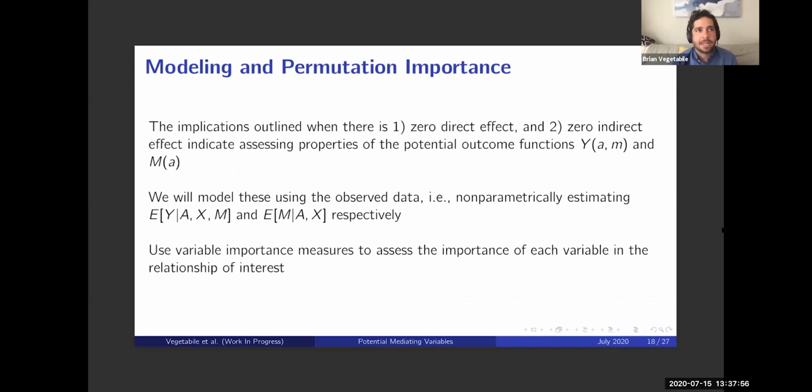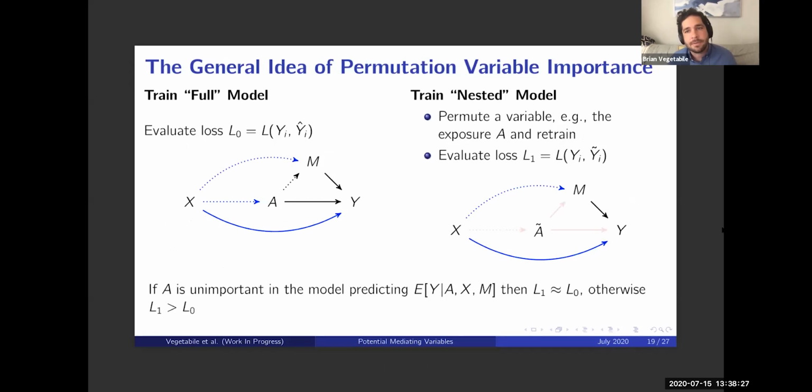So as we start to look to those implications, we can turn the question back and say, what happens as different arrows are added or removed to that graph? And so when we look at these, we can say, what happens in the observed data, specifically estimating the expectation of the outcome given A, X, and M, and the expectation of the mediator given A and X, and how does that change the graph under different assumptions? And we'll do that using variable importance measures that will allow us to assess the importance of each variable in the relationship of interest. And the idea here is that you train a full model and you get some loss. So the full model is the directed acyclic graph to the left.